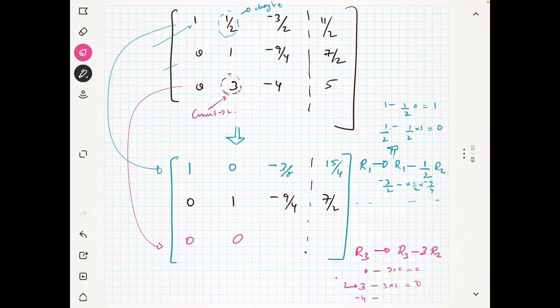Now minus 4 minus 3 times minus 9 by 4. So you will get 11 by 4. So this becomes 11 by 4. Okay, and this becomes 11 by 2. So you have changed row 2 also, row 3 also. So you have got a new matrix.